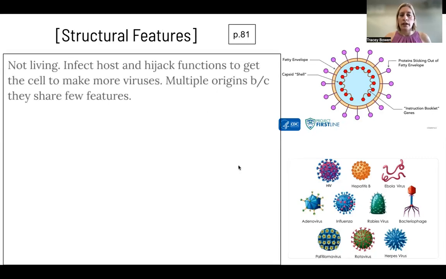The way that they work is they're non-living. So they have DNA or RNA inside them. They infect the host and they hijack the functions to get the cell to make more of the virus. There are multiple origins probably of viruses, meaning they originated multiple times because they share so few features.